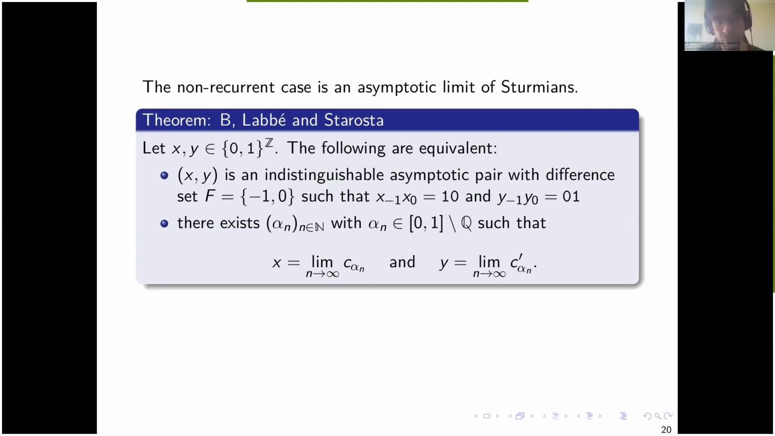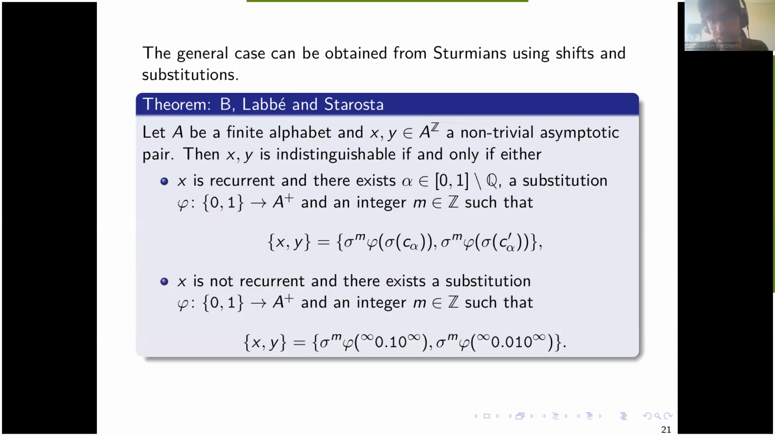If and only if there exists a sequence of irrationals which converges to some rational number such that x and y are going to be the limits of these two Sturmian configurations. So, okay, I can get the non-recurrent case from the recurrent case. And in fact, I get even more. I get a full characterization. This is just for indistinguishable asymptotic pairs with different set Q positions differ, but the general case can be obtained through substitutions.